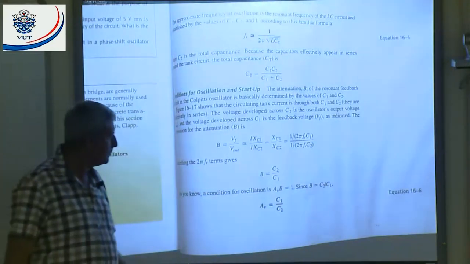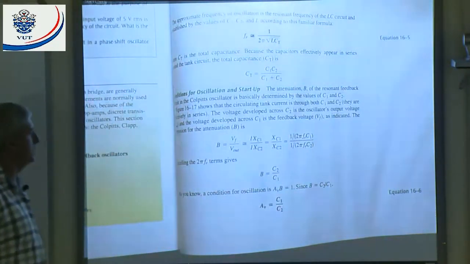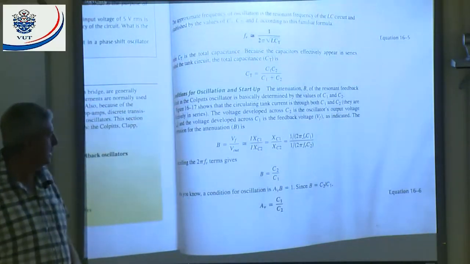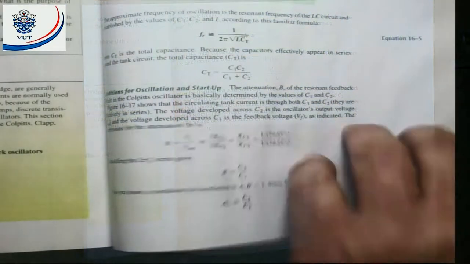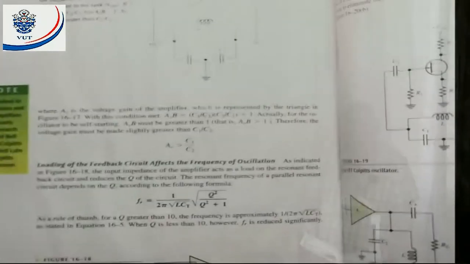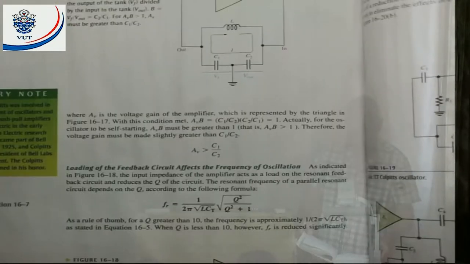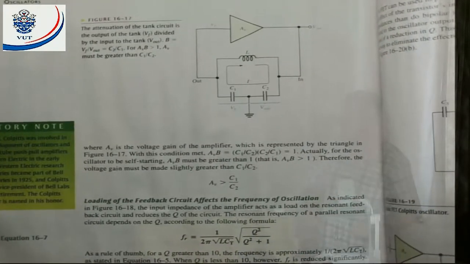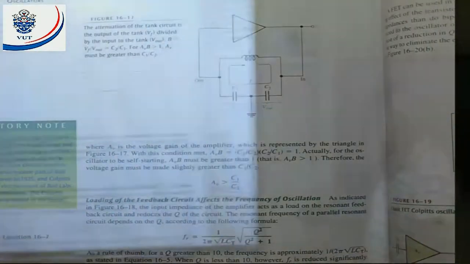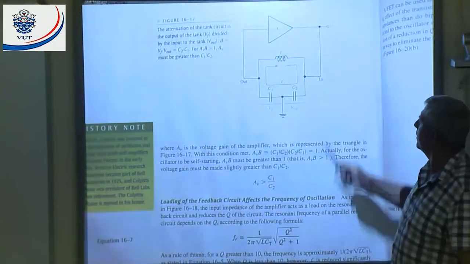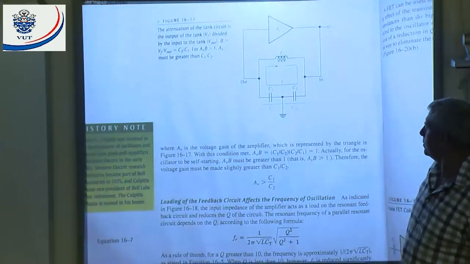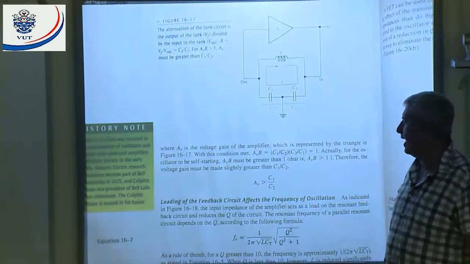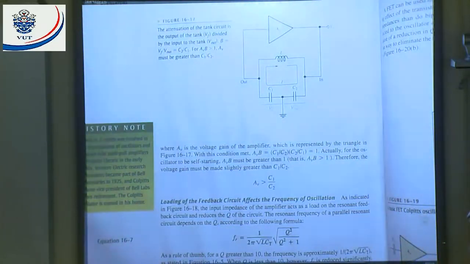All right. And my attenuation is equal to C2 divided by C1. Gain is also equal to C1 divided by C2. All right. Here they just show us about the attenuation. Where is V out, where is VF, and there I've got an amplifier and my feedback circuit. Then they're also going to tell us for starting up conditions, the gain must also be a little bit larger than 1, all right, for starting up conditions.